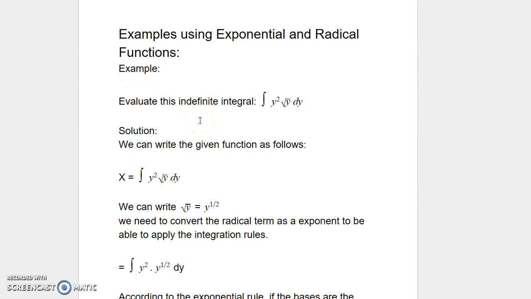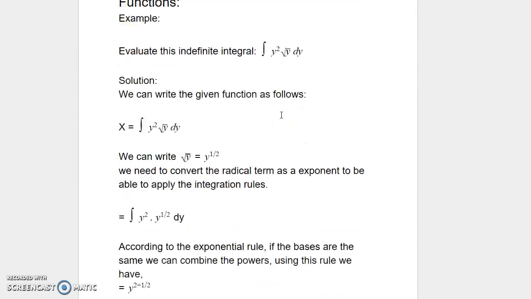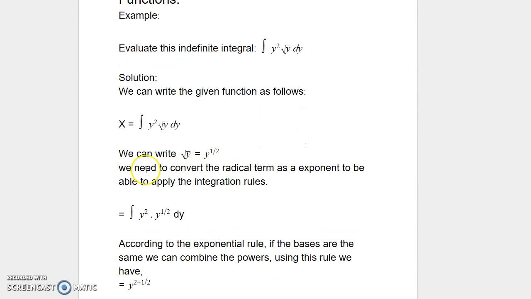Let's look at an example. Let's evaluate this indefinite integral y squared square root of y dy. The way to solve this one is we need to first convert the radical terms into exponential terms to be able to apply the process of integration. The way to do that is as follows.